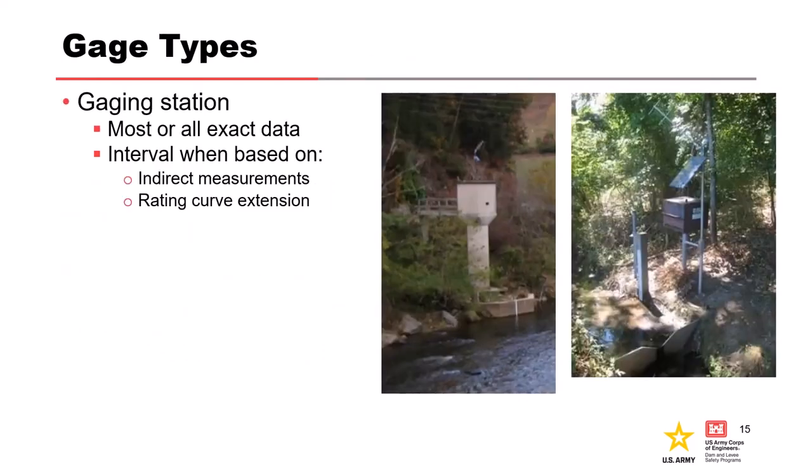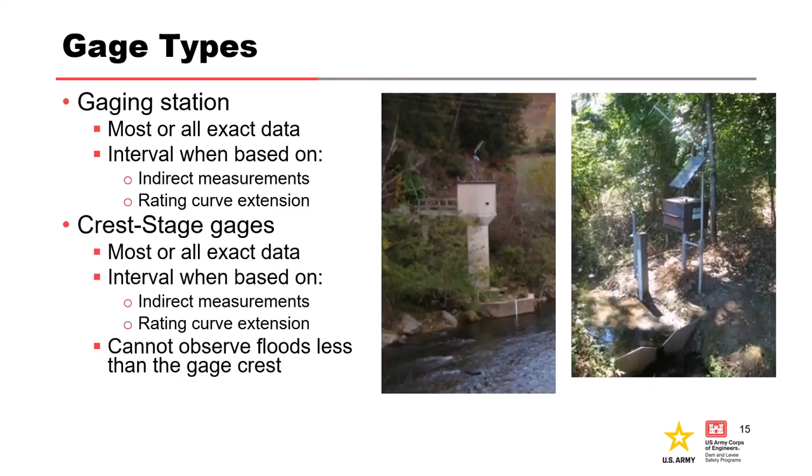All right, so when we're looking into our systematic or historical data, it's good to know what type of gauge the data was recorded from and know how any historical floods at that gauge were estimated. A gauging station has almost all or all data as exact measurements where the flow is measured directly, but we can have indirect measurements or estimates based on rating curve extensions or slope area calculations. Knowing that will help put context to the quality or the uncertainty around the flow that we've been talking about.